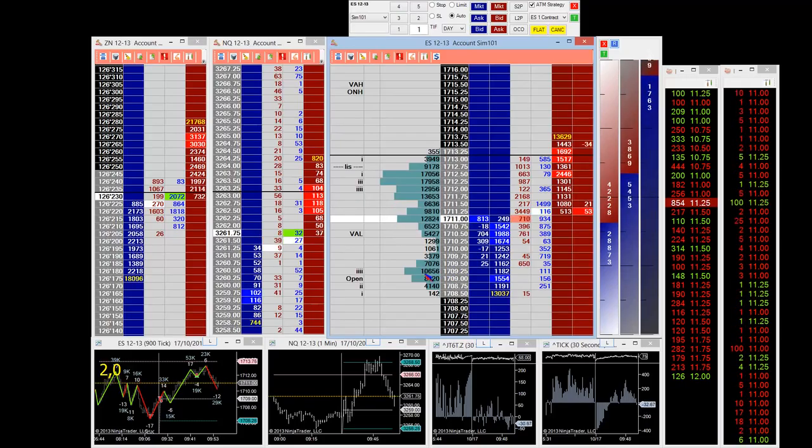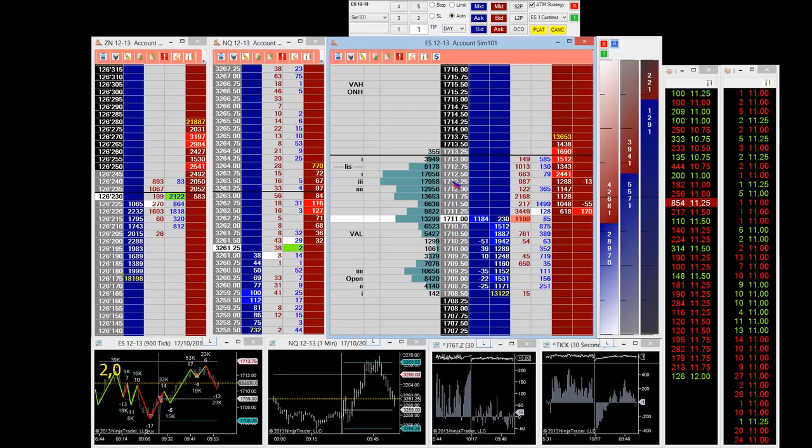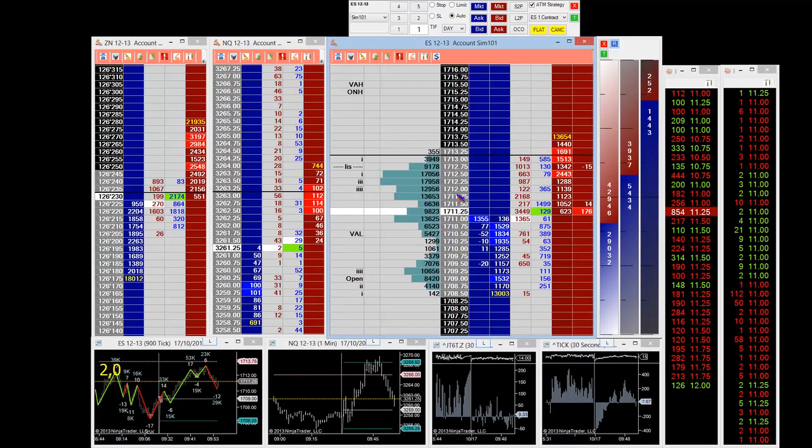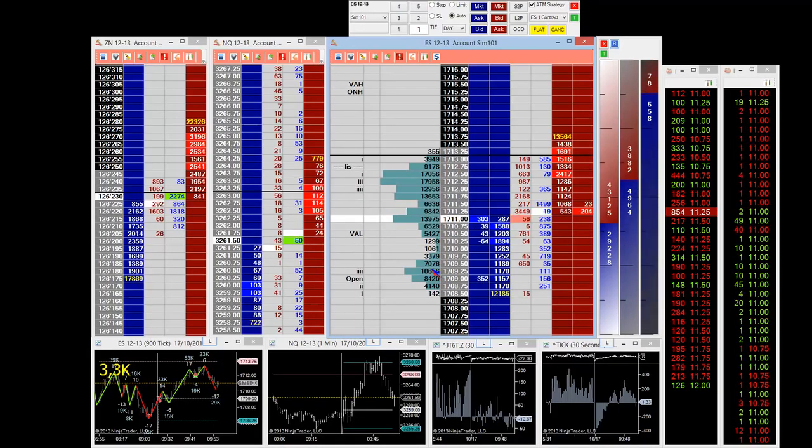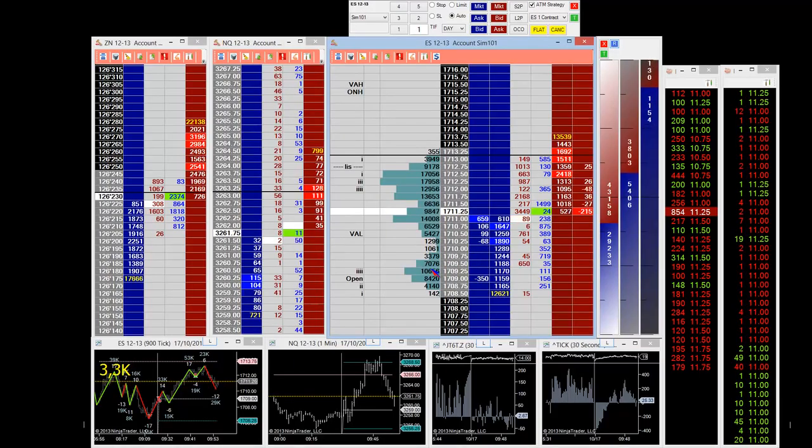But again, volume cluster, if we look above this area now, 1711 to 1712.50, we've got a thick area on the volume profile. If you look down at 0925, that's something called a volume cluster. So a volume cluster is really just an area where one or two prices we've got exceptionally high volume. And those kind of areas tend to be pivotal in the market.